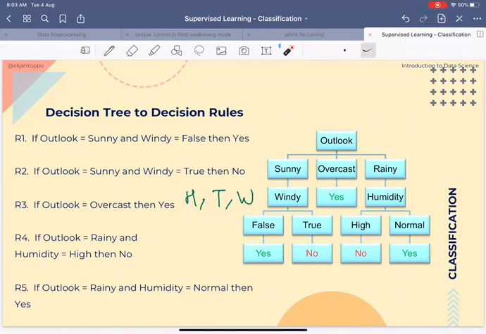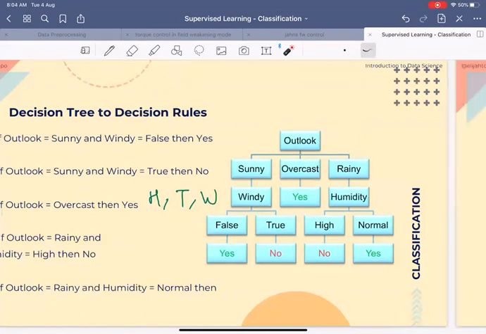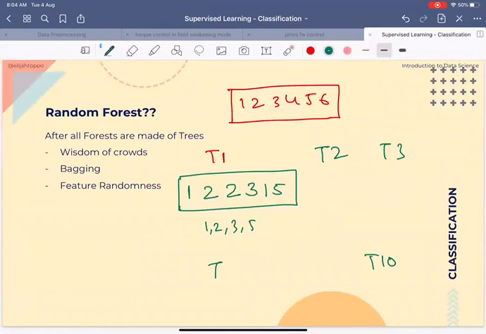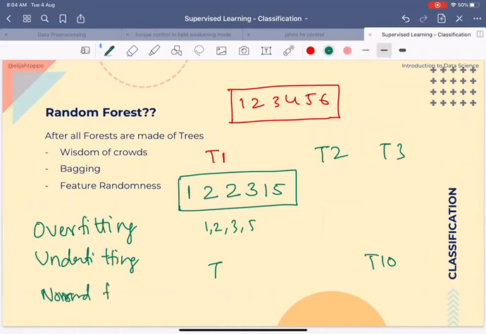And the idea is that once I have different trees, all the trees will try to capture the essence of the data, and I'm not going for very specific values. Okay. So random forest, I don't know if you have heard this term before, which we'll talk about once we finish our classification. Have you heard of something called overfitting, underfitting, and maybe normal or the right kind of fitting? Have you heard of these terms before?